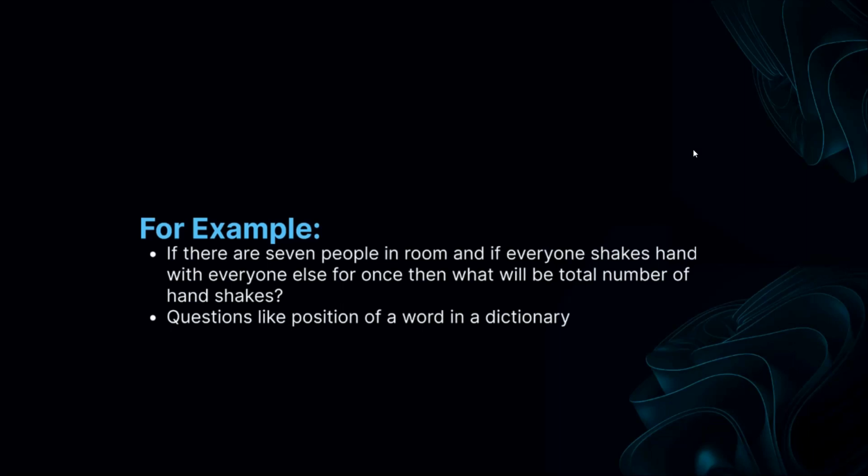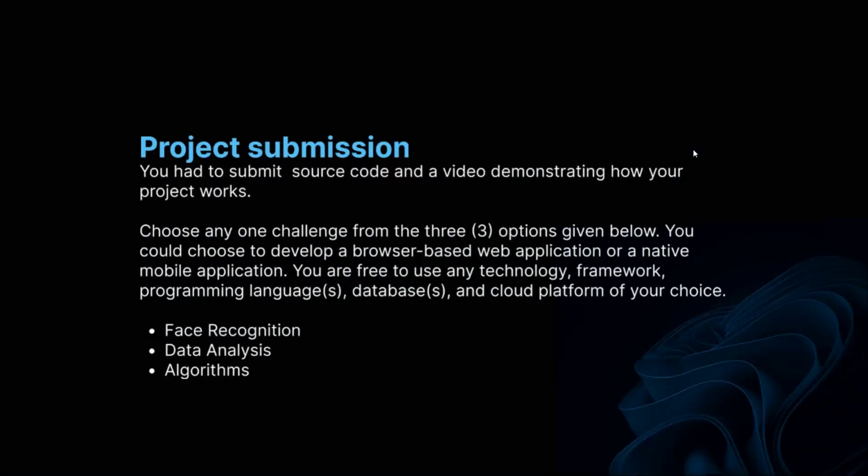After getting selected in the second test, now finally comes the project making part. You will have to submit your source code and a video demonstrating your project. The project submission part had three options. You could choose any one of them and make a web app or mobile app. The first is face recognition, second is data analysis, third is algorithms. You could choose any technology, frameworks, programming languages, databases, and cloud platforms of your choice. I'll provide a link in the description box for details of all these projects.